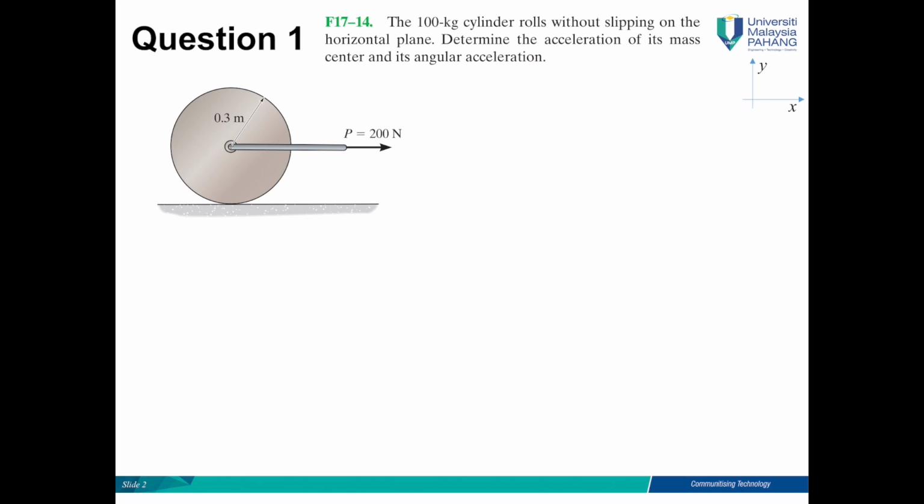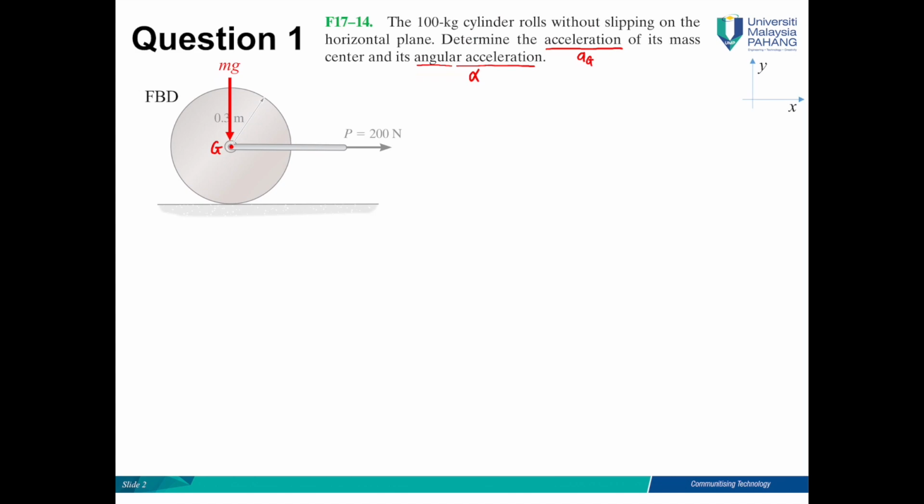To solve this question, let's first look at what parameters we have to calculate. The question asks us to calculate the acceleration of the mass center, which means the acceleration of this center of gravity G, and also its angular acceleration. So the question wants us to calculate a_G as well as alpha of the cylinder. We will start with the free body diagram.